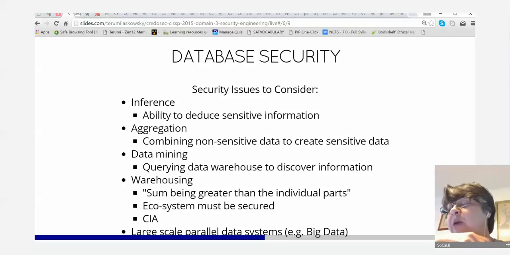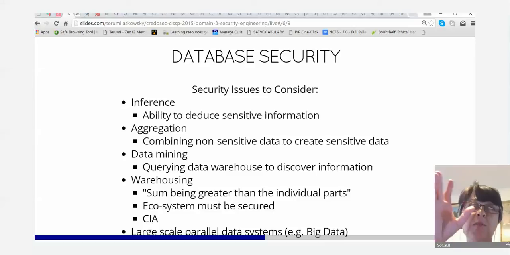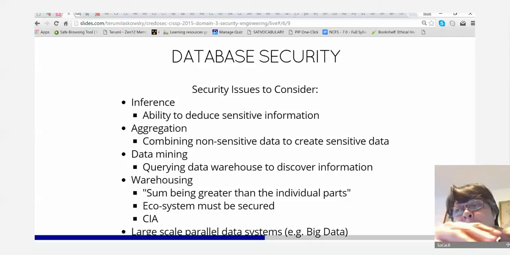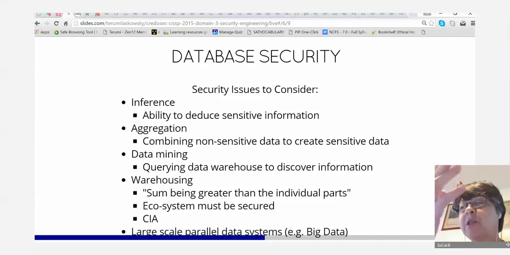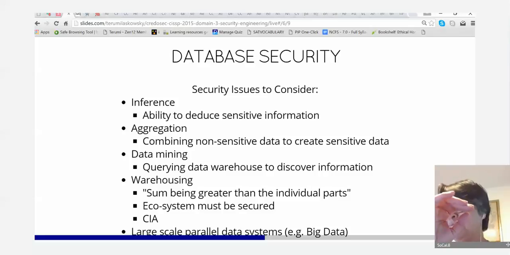Okay. The system must be secure. That is the ecosystem, all the systems that are working together. There are usually disparate systems that are controlled separately that come together to work with each other. So that must be secure. CIA, confidentiality, integrity, and availability still counts. And think about large-scale parallel data systems like big data. So those would be the security issues to consider.